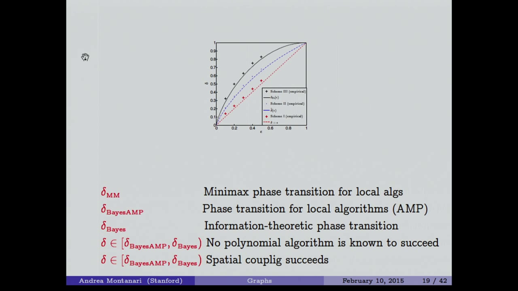Okay. But you say it's a minimax phase transition for local algorithms. What about the best algorithm? Good question. The best algorithm, if you don't put a polynomial constraint, is this. If you put a polynomiality constraint, then the question is really hard, right? You would need to prove a lower bound for all polynomial algorithms.